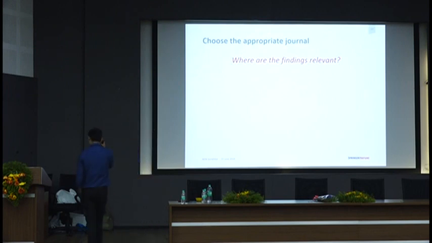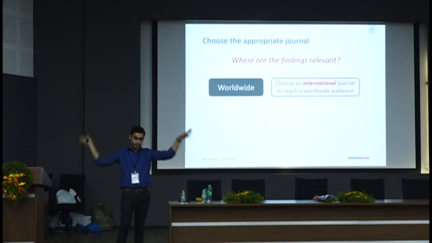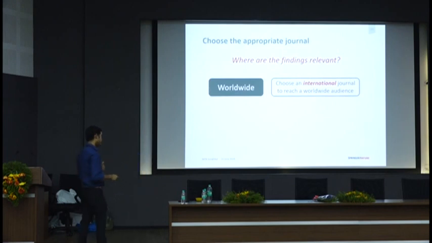Okay, so now when we're talking about choosing the journal, some of the questions which might help you in picking the most appropriate journal. The first one you should keep in mind is, where are the findings relevant? If you think that your results are relevant globally, then you should always pick an international journal which has a much wider reach.